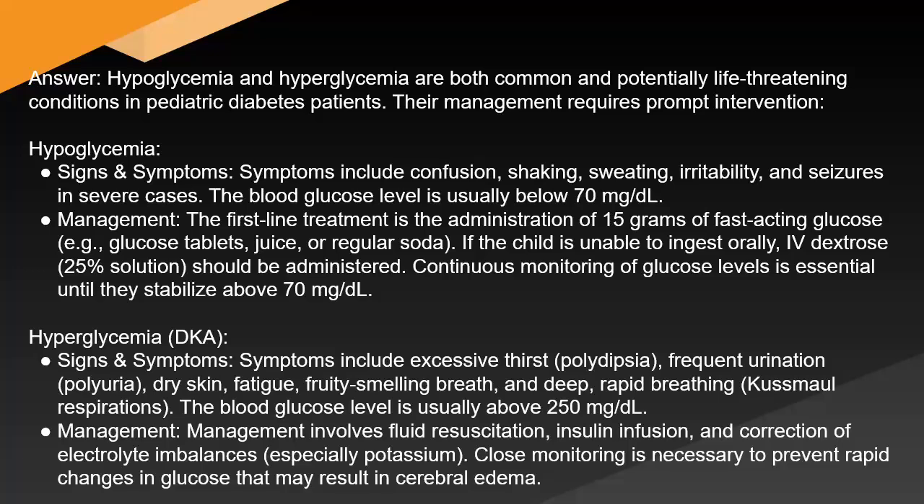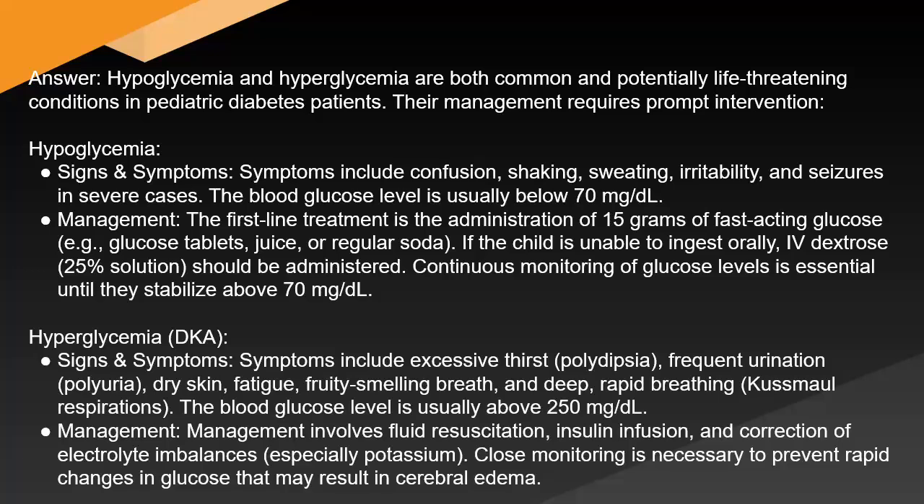Hypoglycemia. Signs and symptoms. Symptoms include confusion, shaking, sweating, irritability, and seizures in severe cases. The blood glucose level is usually below 70 mg/dL. Management. The first-line treatment is the administration of 15 grams of fast-acting glucose: glucose tablets, juice, or regular soda. If the child is unable to ingest orally, IV dextrose 25% solution should be administered. Continuous monitoring of glucose levels is essential until they stabilize above 70 mg/dL.